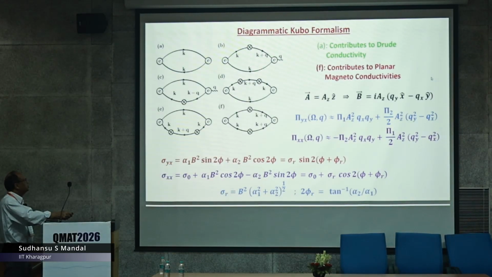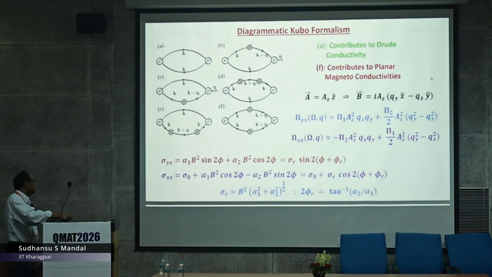Now because of B is this, you can easily convert that formula, and you find that sigma yx is sigma r sine 2 phi r, and sigma xx, which is the Drude conductivity, is coming from this formula. So this is sigma r cos 2 phi r. You can see that the Kubo formula actually gives these two expressions of sigma yx and sigma xx. And sigma r, that's the amplitude of this oscillation, is coming from these factors alpha 1 square, alpha 2 square, and the alpha 1, alpha 2 are actually related with these form factors.